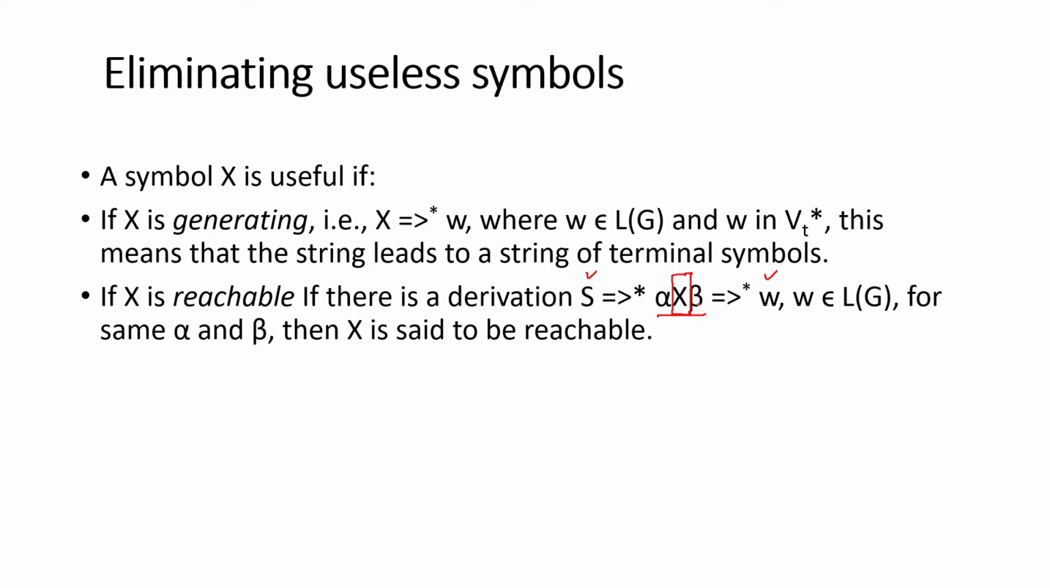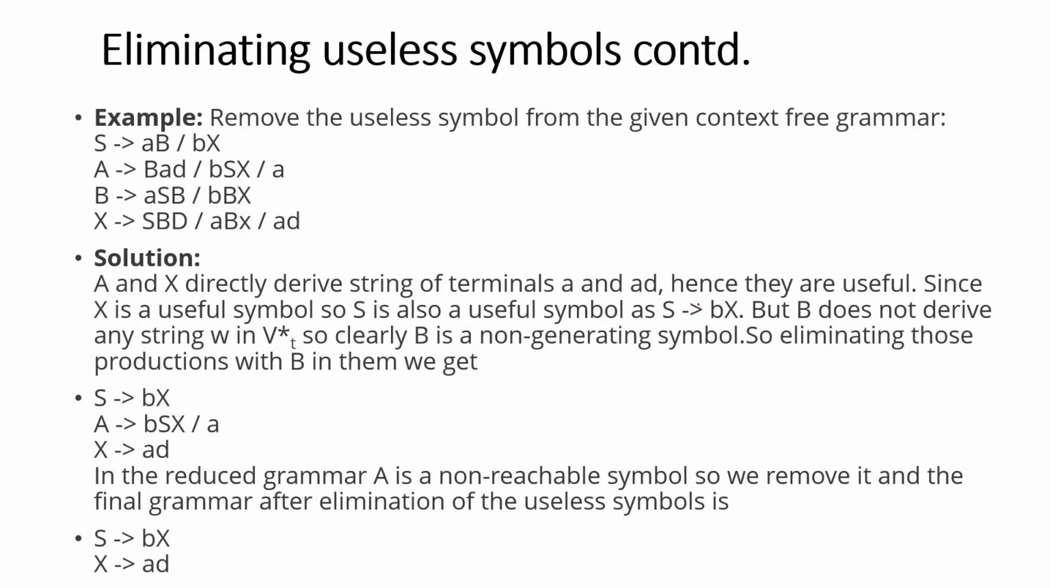So if X is not reachable, or if X does not generate any terminal string, then only you can say that X is useless. And if so happens, we have to remove that useless symbol. And if I remove this useless symbol, it will obviously have some impact on the total production rules of the grammar. And what will happen? Let's see. So we have an example over here.